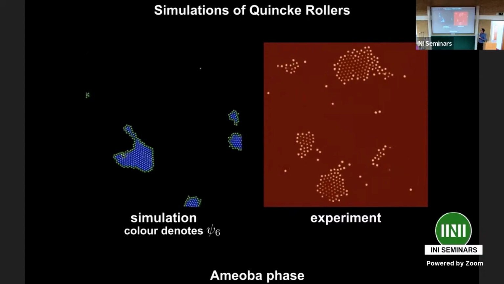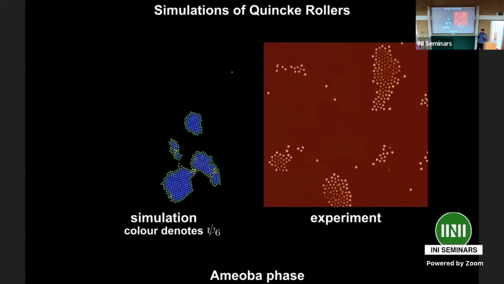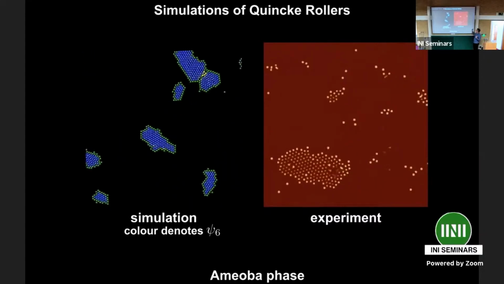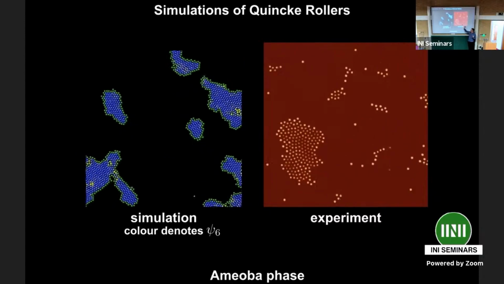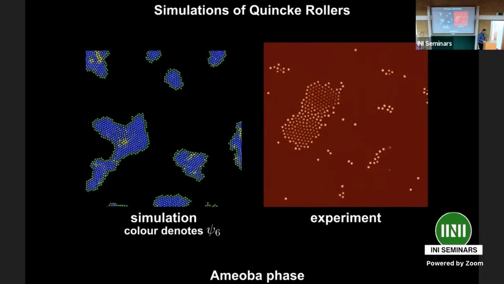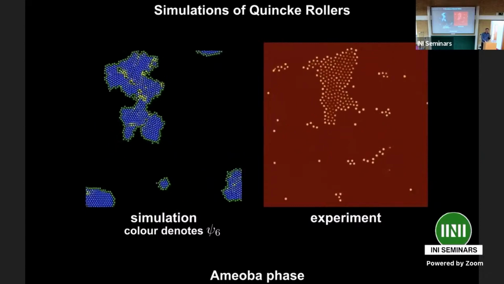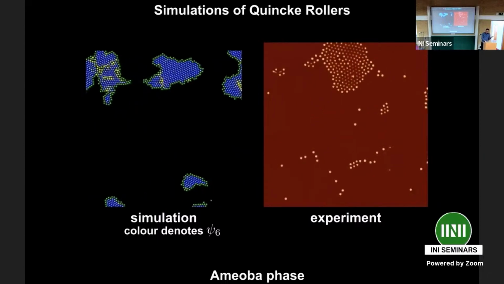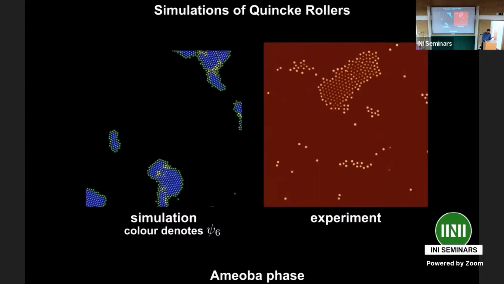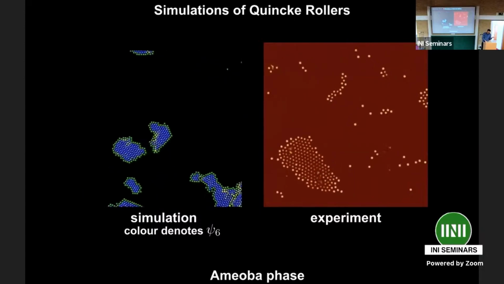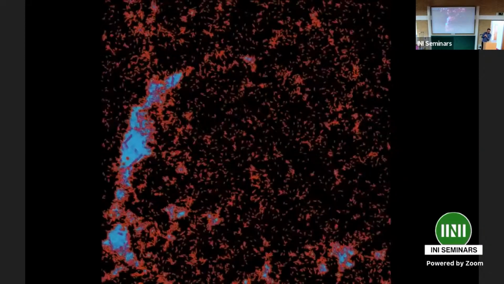I'm going to claim, and you may agree or not, that there's more turning around going on in the experiments than in the simulations. I'm happy to discuss that further, but at least the simulations are doing a pretty good job of reproducing this. This is now, I have to be honest with you, I'm not sure if this is experiment or simulation, it doesn't matter. This is what happens at very high field strength.